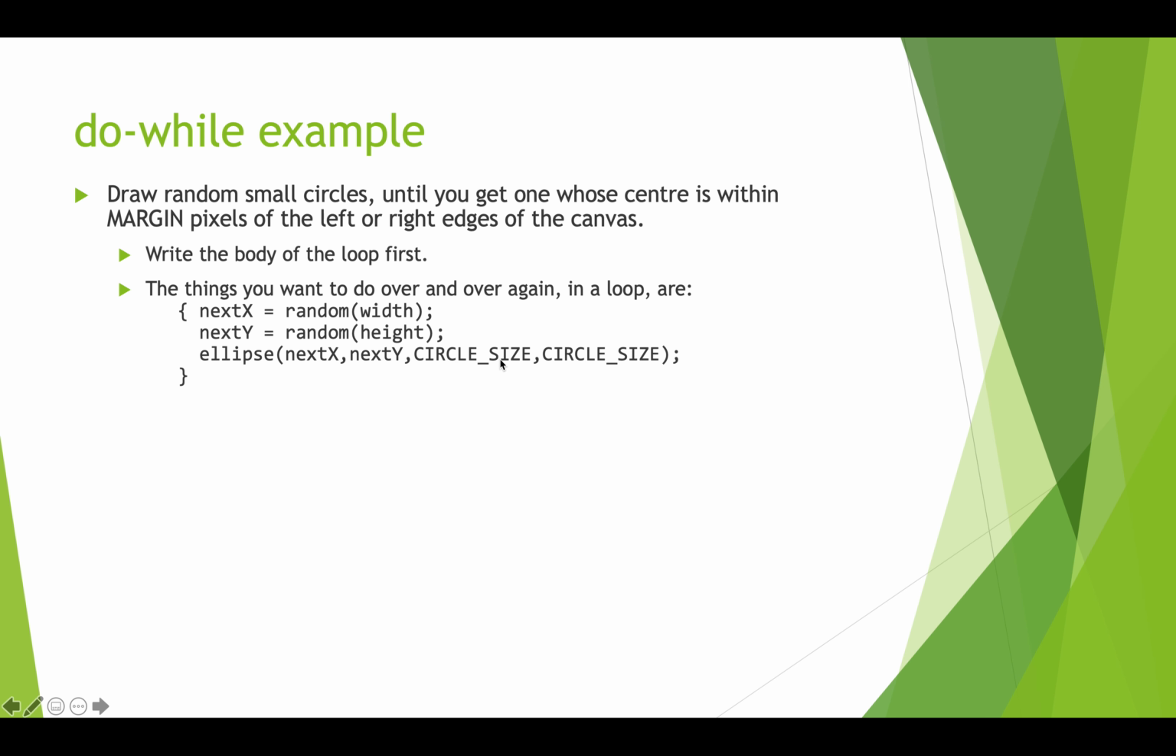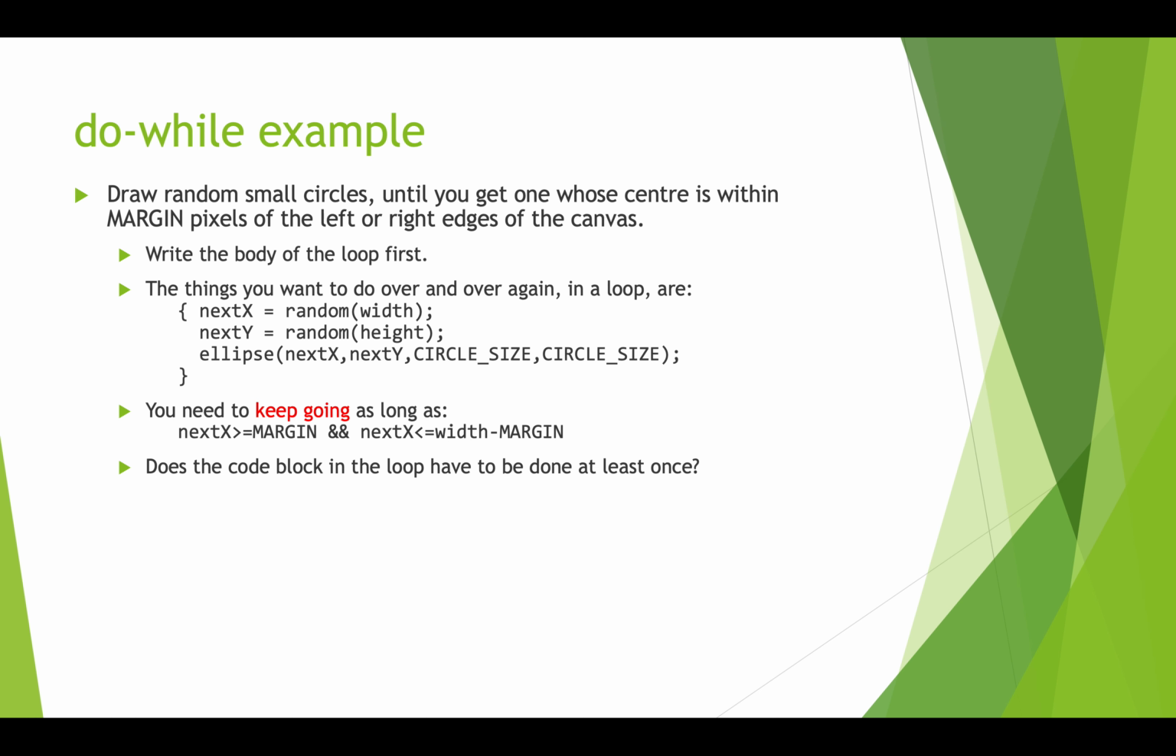So we're going to draw lots of small ellipses in random locations on the canvas. We want to keep on doing this as long as next x, which is randomly where we're putting the circle, is greater than margin, so maybe margin's 10, and less than the width of the canvas minus margin. As soon as we get one that's not meeting that, we want to stop.